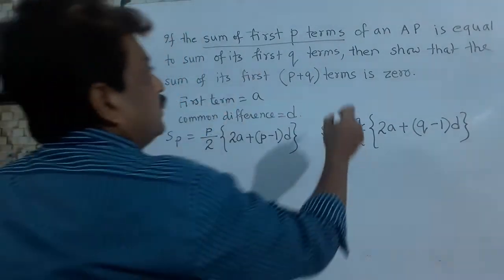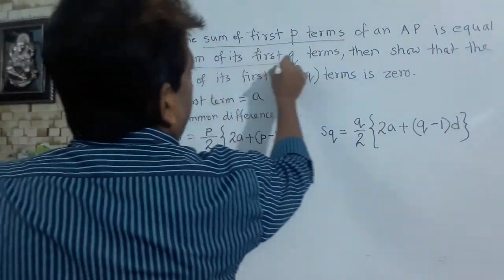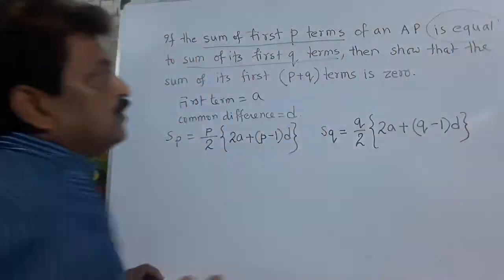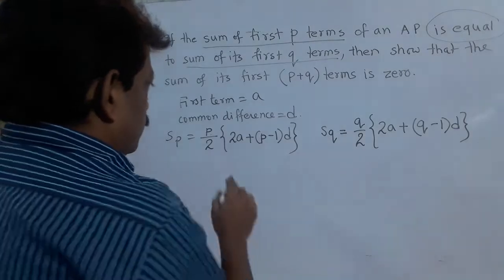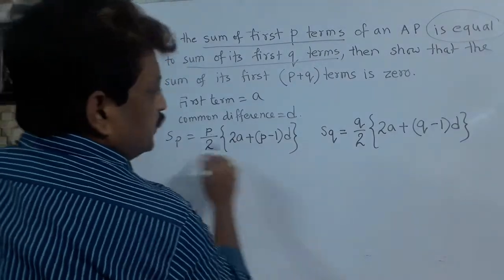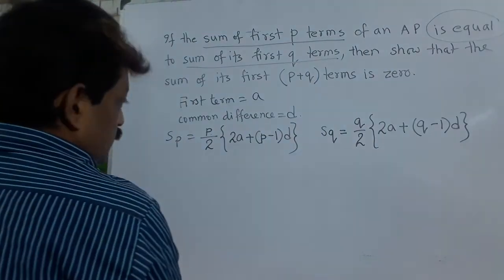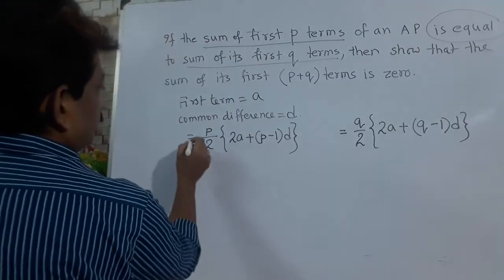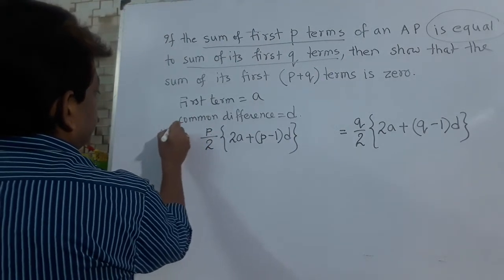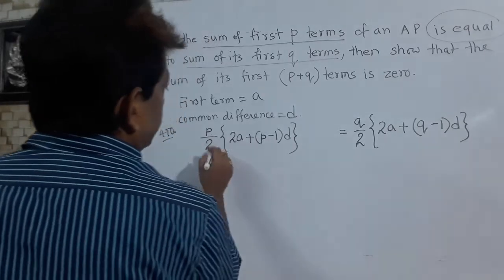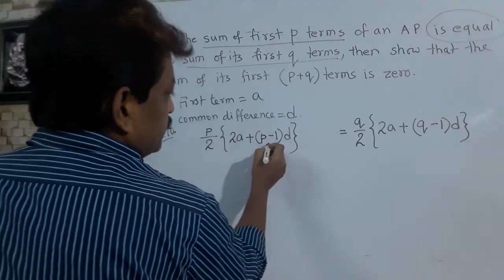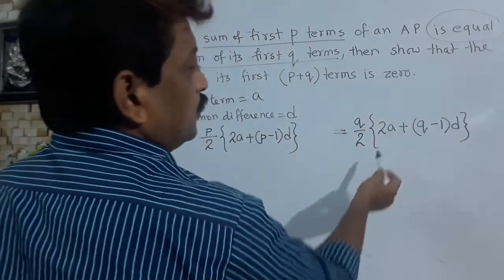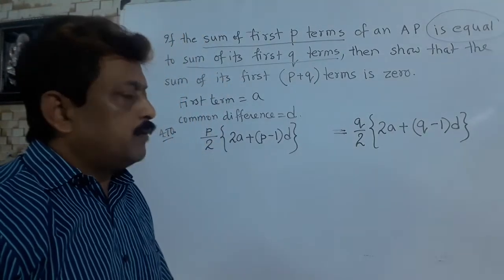Now it is given in the question that the sum of its first p terms and the sum of its first q terms are equal. That means we can say that Sp is equal to Sq. So let me write in this form according to the question. p by 2 times (2a plus (p minus 1) multiplied with d) is equal to q upon 2 times (2a plus (q minus 1) multiplied with d).